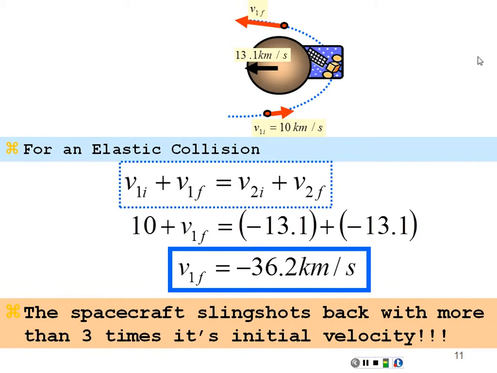Sometimes they'll slingshot around Jupiter, come back to Earth, slingshot around Earth, or slingshot around Venus, and every time pick up speed, pick up a lot of speed before we'll push it out to the outer solar system, to places like Saturn, Uranus, and Neptune. So in this case, it's going to gain more than 3 times its initial velocity by this slingshot around Jupiter. So that's a little bit of rocket science for you here in Chapter 13.